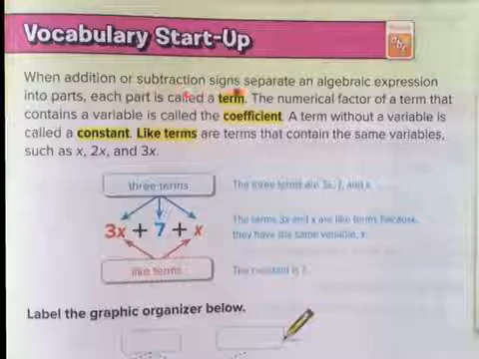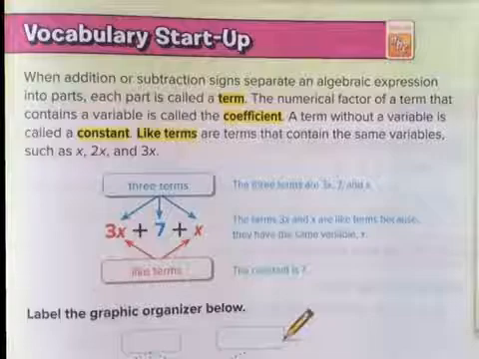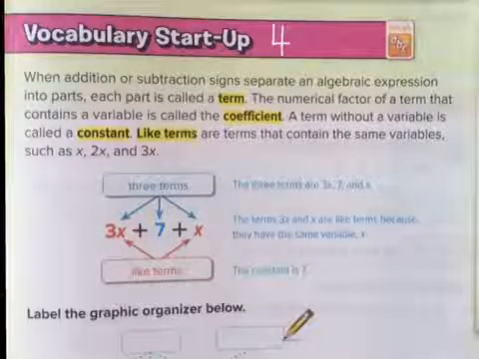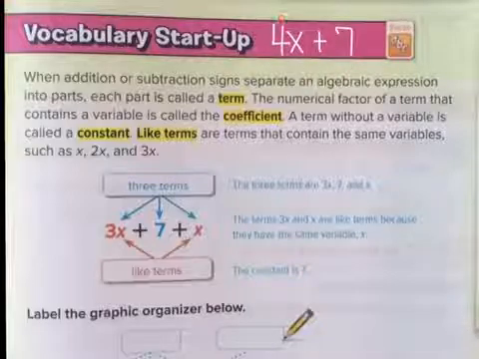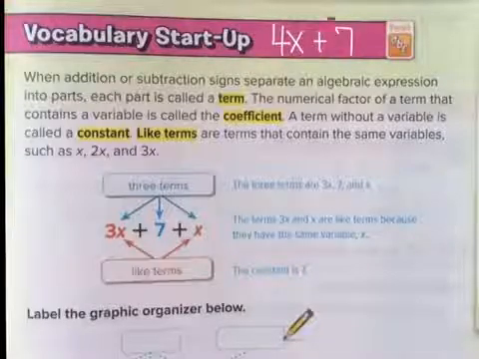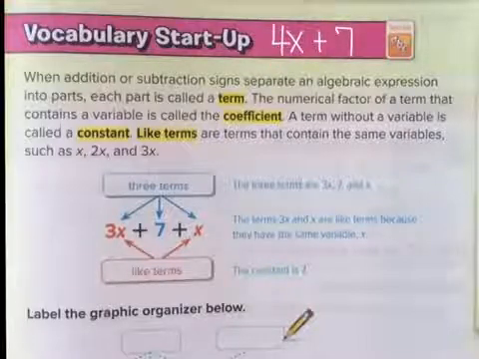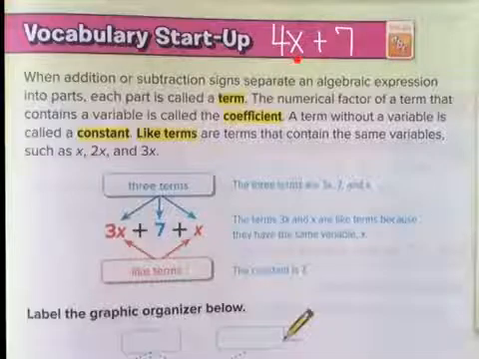When addition and subtraction signs separate an algebraic expression into parts, each part is called a term. So what they mean is, for example, if I have 4x plus, let's say 7, 4x plus 7, and I ask you how many terms do you see here? Well, there's this term and this term. This one is a variable, and you know that it's a variable because it can vary. This x can change when we substitute it with any number that we identify. So it's called a variable.